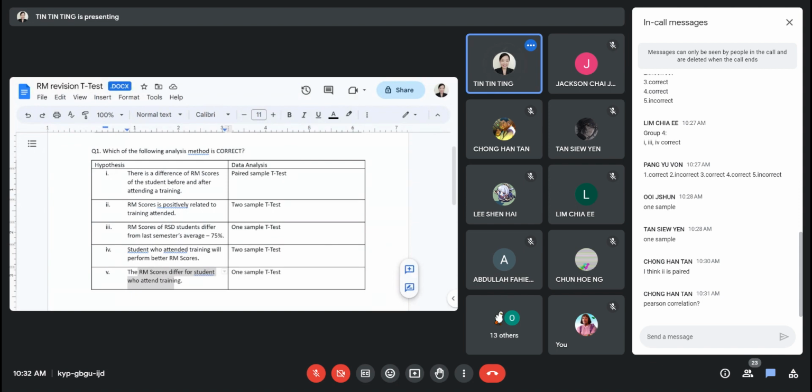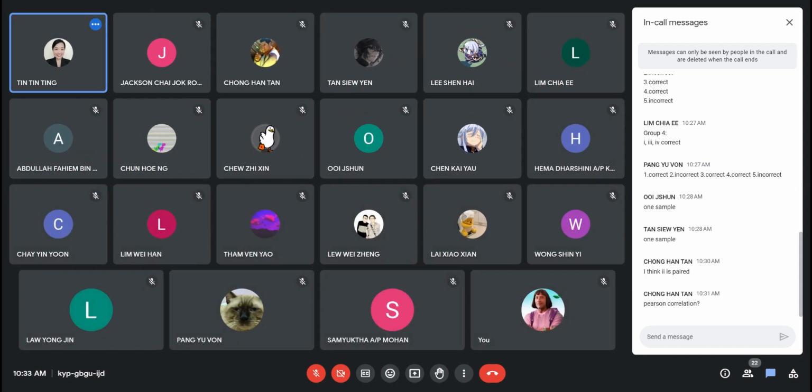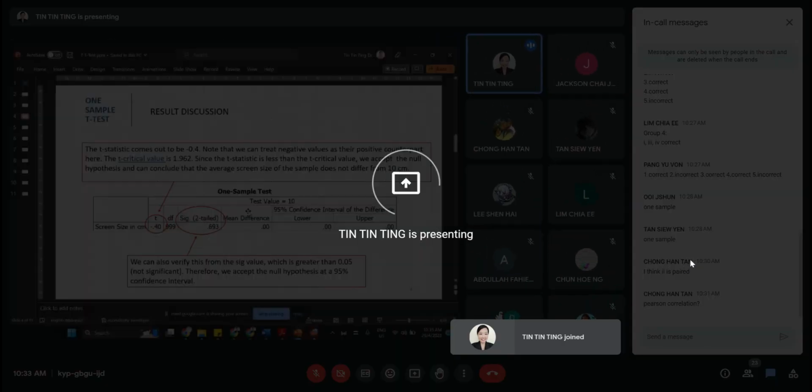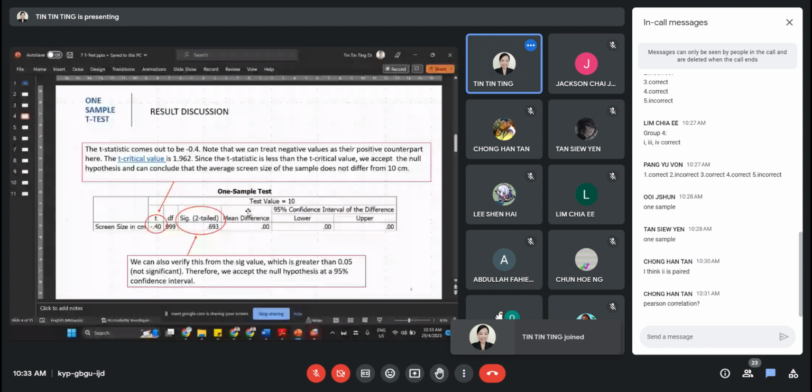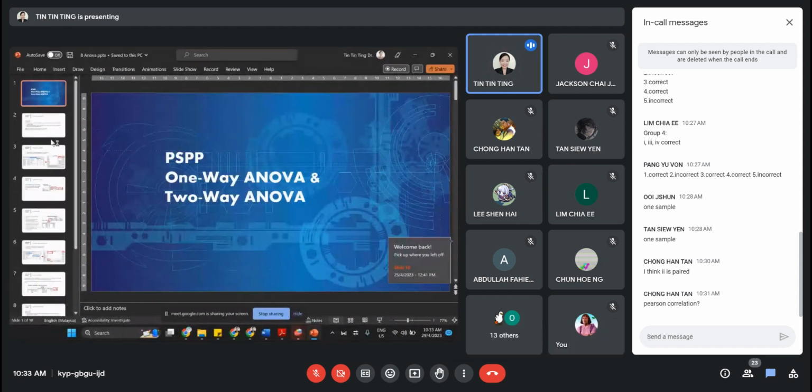All right, good. Let's move on to the next one, which is ANOVA, and this is the last slide. Okay, ANOVA, we are going to cover one-way and two-way ANOVA.